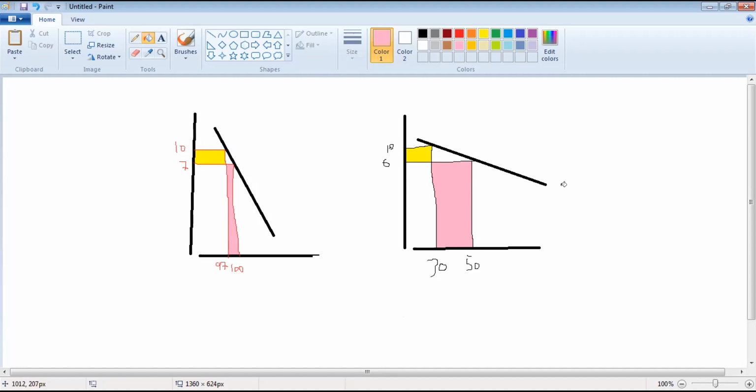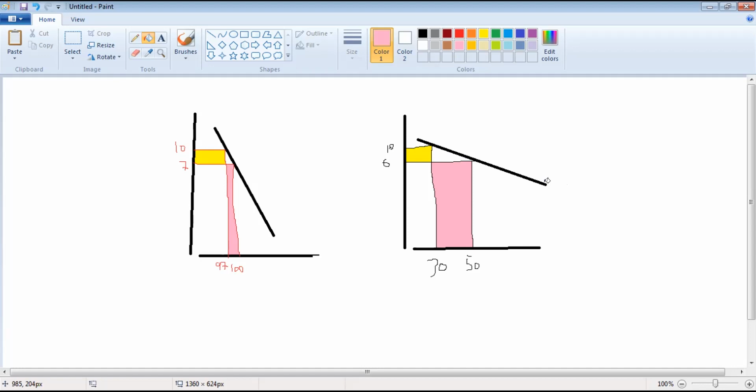Because if it is elastic, let's say you use your mathematics, you use the formula, and by using the formula, you figure out that the demand for your product is price elastic. In that scenario, are you going to increase the price or decrease the price? Decrease the price.